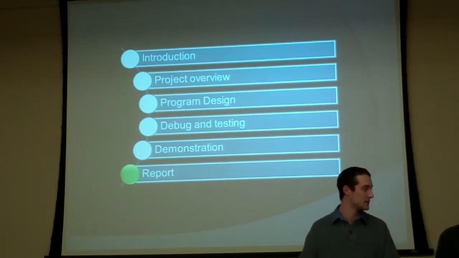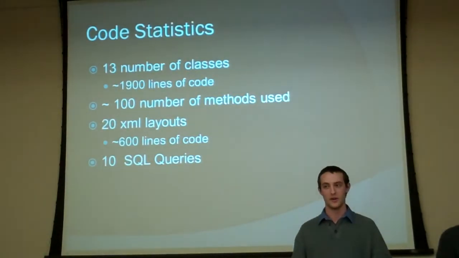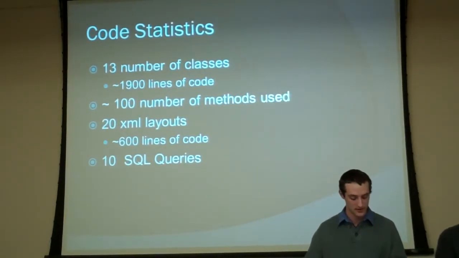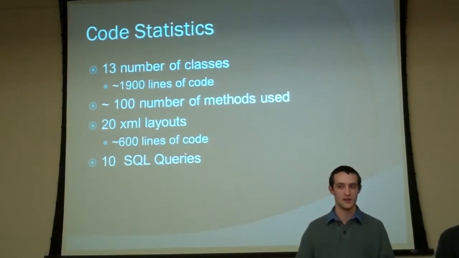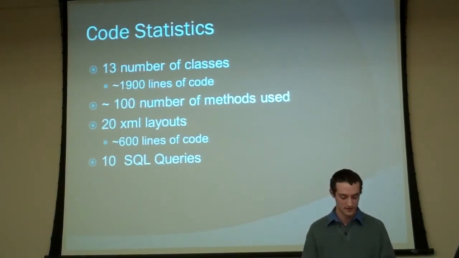The coding statistics for our program currently, we have 13 classes containing about 100 methods and about 1,900 lines of code. Most of those classes contain separate XML layouts. We have about 20 XML layouts, which contain about 600 lines of code. And within our database helper class, there are about 10 unique SQL queries to the database.